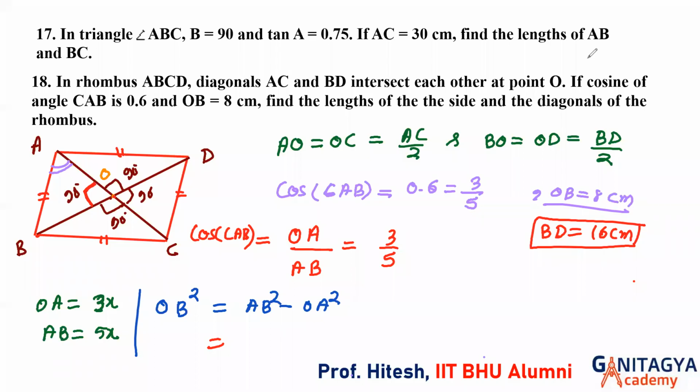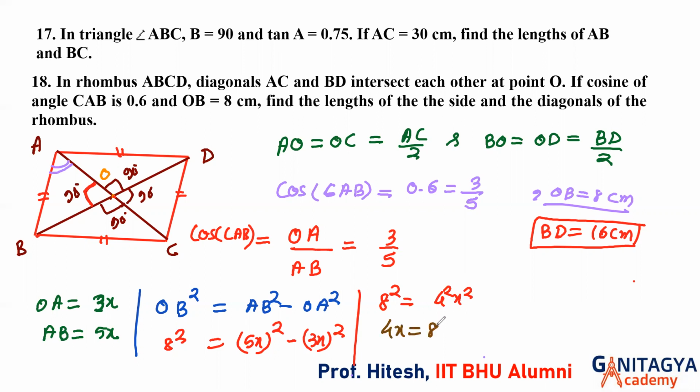Yes, so understood? Because OB square is the perpendicular, OA is the base and AB is the hypotenuse. In this case, OB square is 8 square. AB square is 5x square minus 3x square. When you solve it, 8 square equals 4 square x square. So 4x is equal to 8, so x is equal to 2.